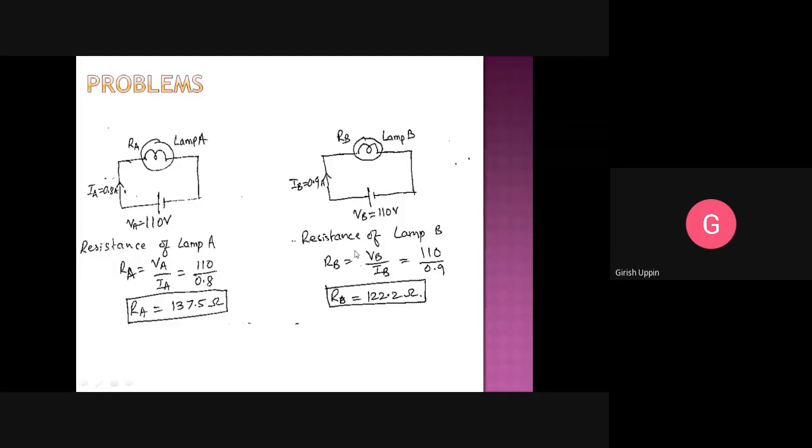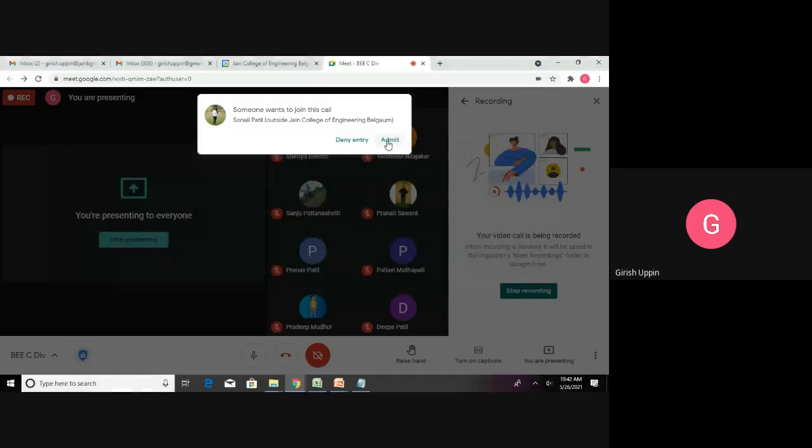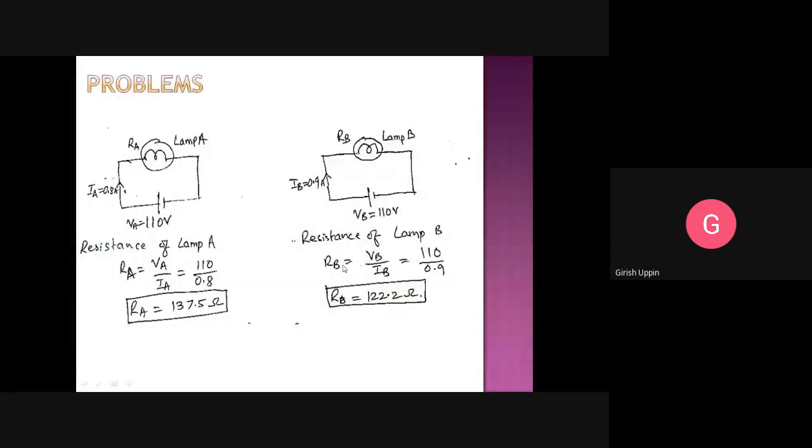Now you apply the same Ohm's law. V is equal to IR, and R is equal to V by I. That is, RB is equal to VB by IB. That is 110 divided by 0.9 amperes. We get the resistance of lamp B as 122.2 ohms. So we got the resistance of lamp A and lamp B.